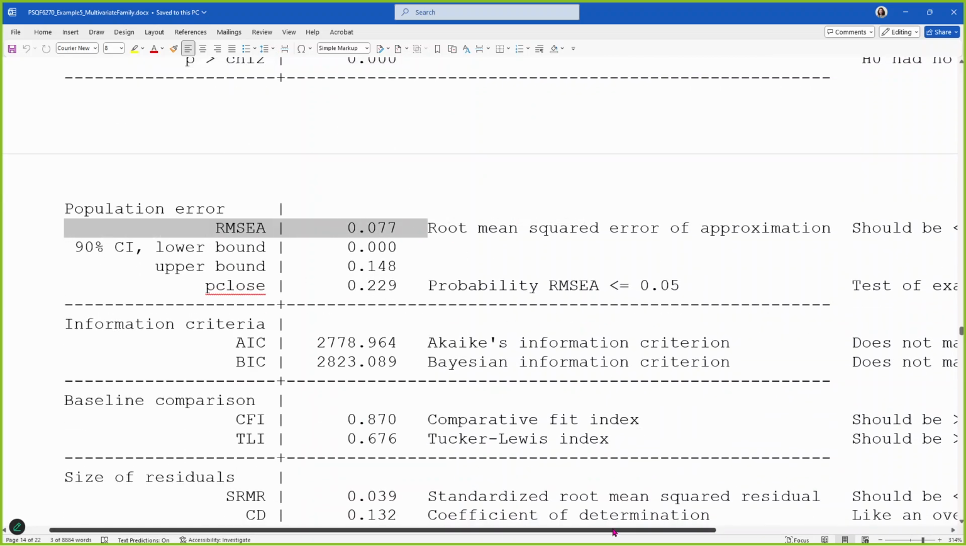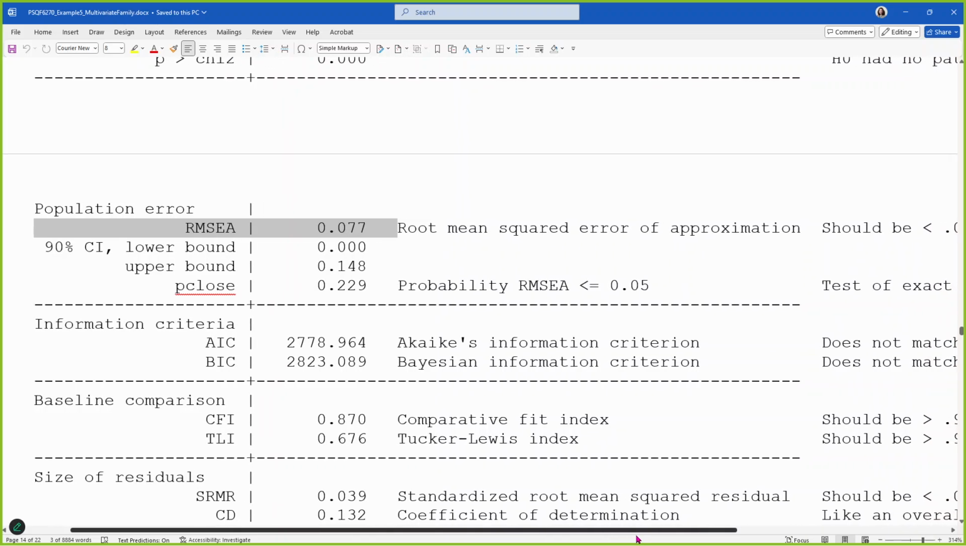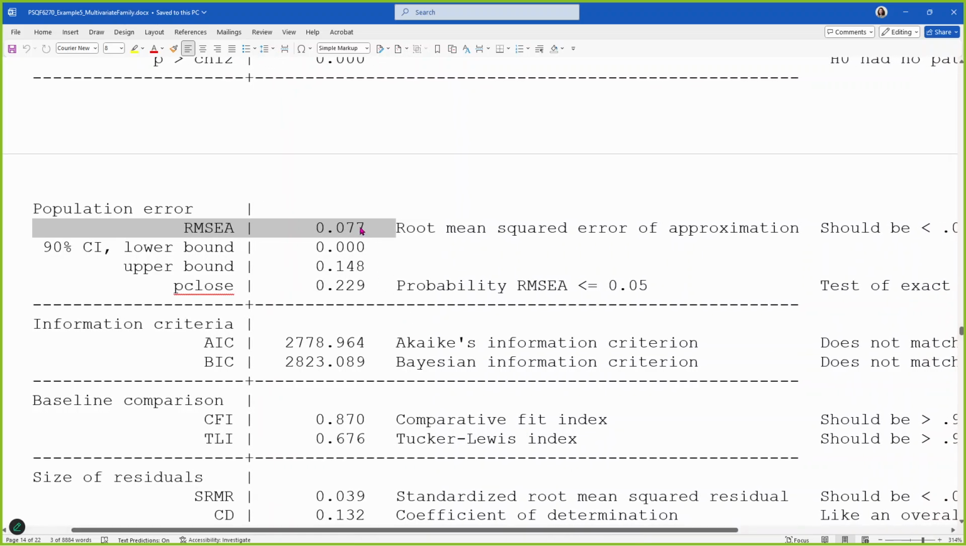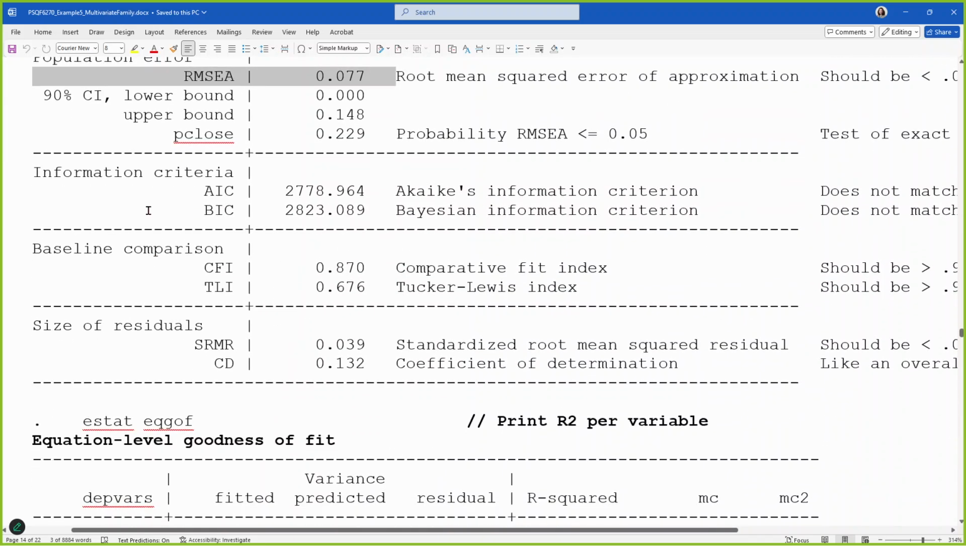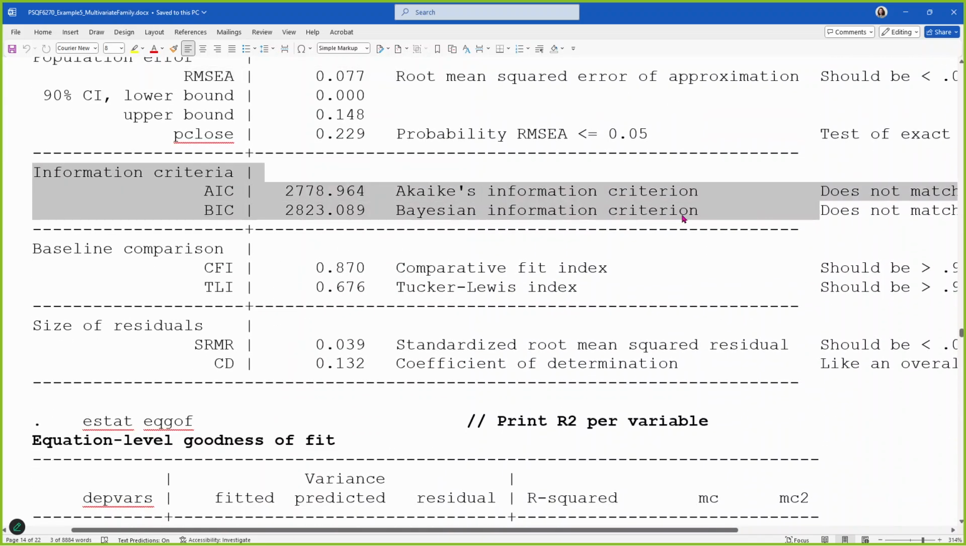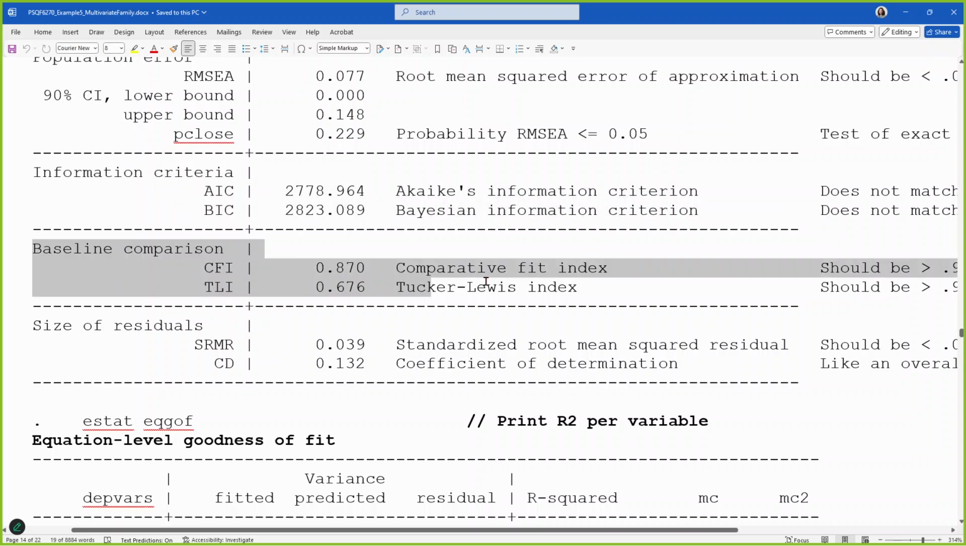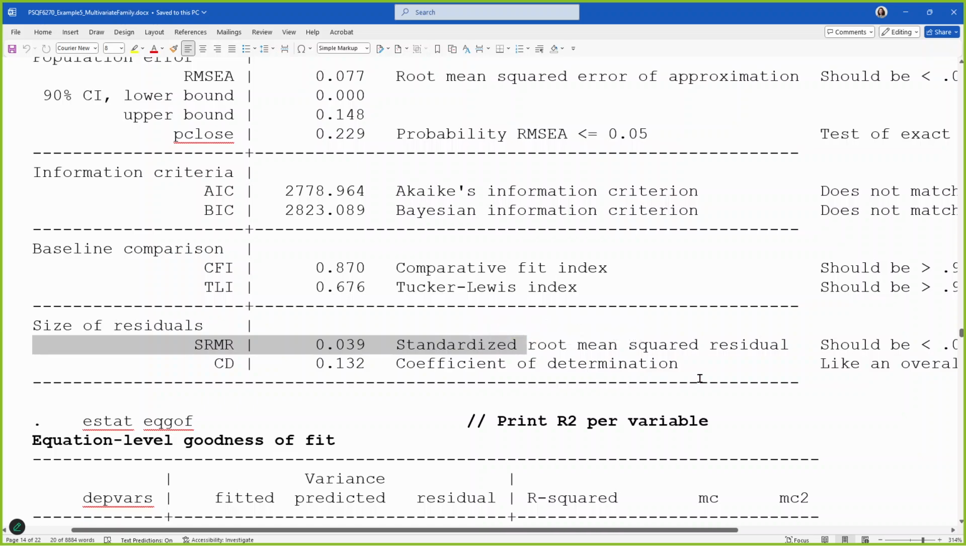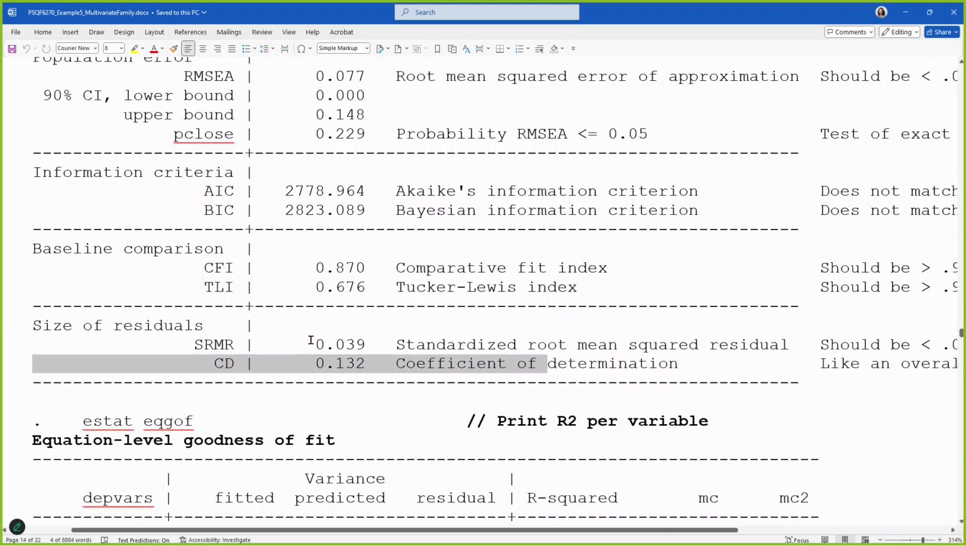RMSEA is a little high, not super bad, 0.07. We want it to be as close to 0 as possible. Information criteria, you've seen these before. They don't have reference points. Smaller is better. CFI and TLI, these are relative to the worst model, so we want them to be high. We want them to be close to 1, so these are definitely not good enough on that score. SRMR is okay. I've never seen that one used.